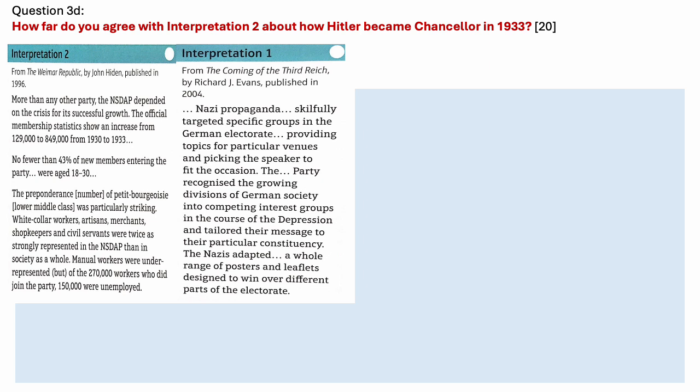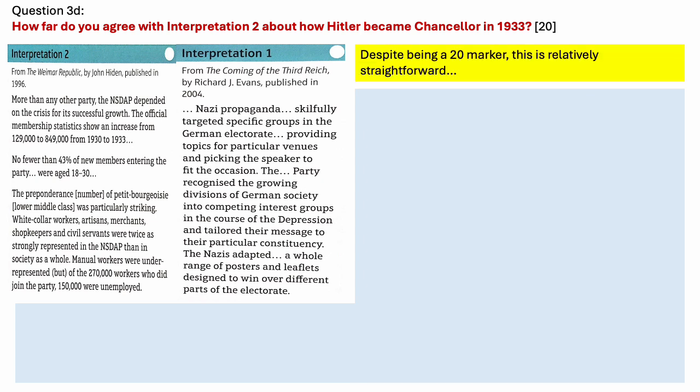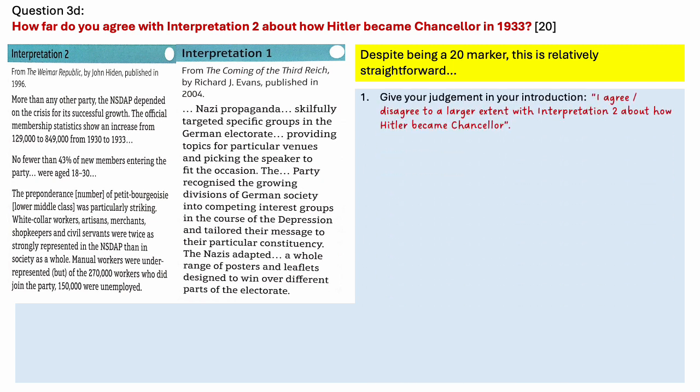So I'm going to really briefly show you how to structure this, but again, similarly, it's a script, okay? So it's quite straightforward. Hopefully you'll agree, and again, with practice, it will become easier. So they're going to start with your judgment. Because it requires a judgment, how far do you agree? You need to give it in your introduction. So you're going to say, as always, I agree or disagree to a larger extent with interpretation 2 about how Hitler became Chancellor. All right, so you've made your judgment nice and clear. Probably don't need to worry too much about thesis statements or criteria for this one, really. Just get straight into it.